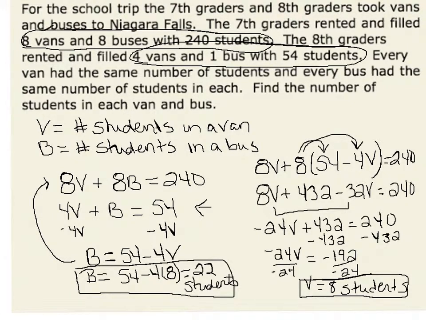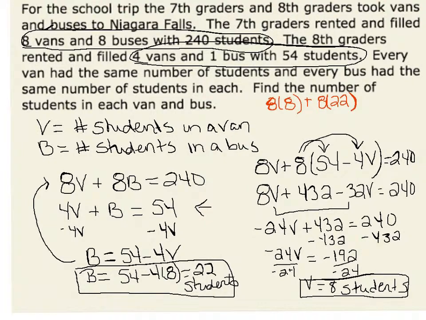I'm going to verify it with our first equation. 8 vans and 8 buses give me 240 students. Since I know that each van holds 8 students, I know that 8 times 8 would give me the number of 7th graders that rode in vans. I also know 22 students fill each bus, so the number of 7th graders that rode buses would be 8 times 22. I want to verify that this is indeed 240.